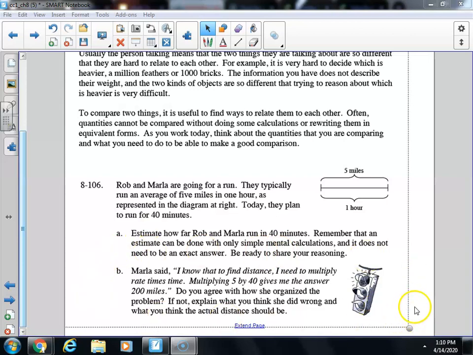So when we're grading this question, it's going to be a journal entry. Did you guys answer the question, or did you guys explain? There's not necessarily an incorrect or correct answer. Did you explain? Did you agree? And if not, explain what you did wrong. All right.